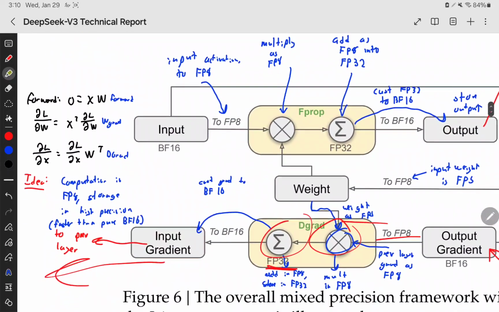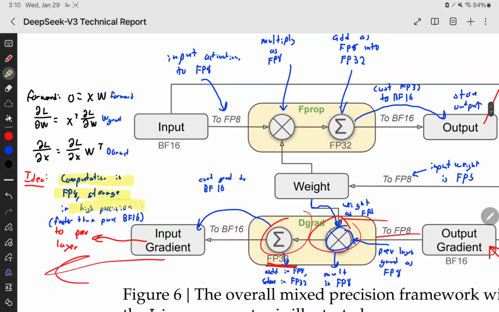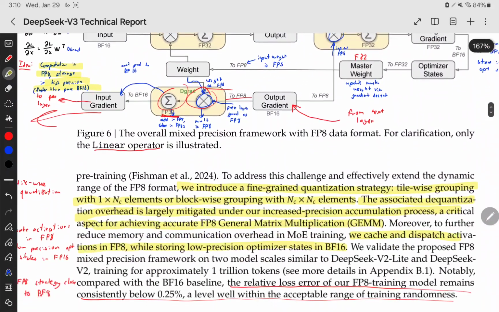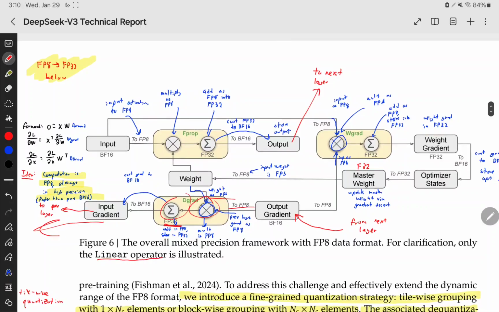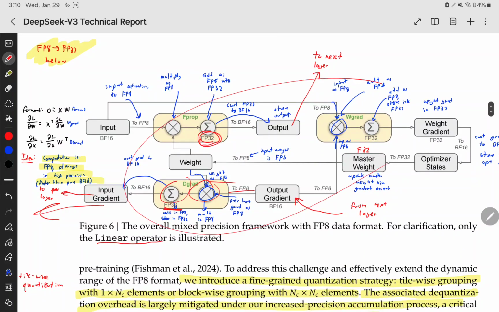So main idea: computation is in floating point 8, storage is in high precision. That is the main idea for how you make this a lot faster, and how you make it stable. Because if you just do all floating point 8, this isn't going to be stable. This sum here is going to get overloaded, and it's going to run into problems. So yeah, floating point 8 computation, storage in high precision.